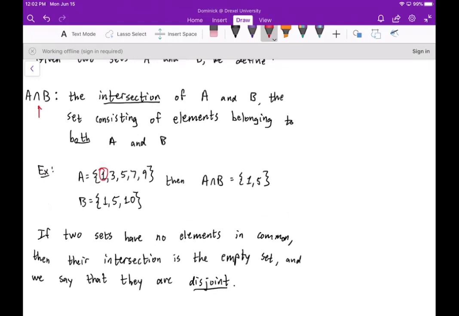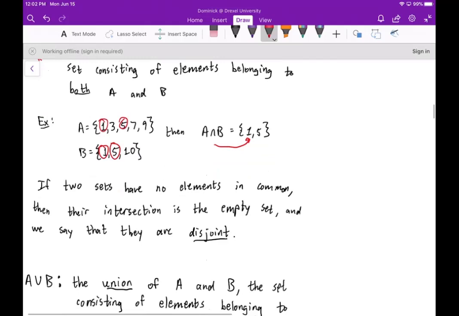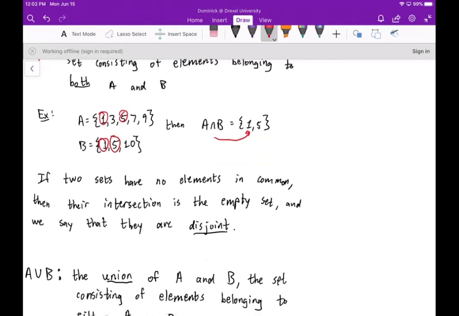well, then the intersection of those two is what they have in common. So they both have a 1, and they both have a 5, and that's it. So that's their intersection. Now, if two sets have no elements in common, then their intersection is the empty set, and we usually refer to those types of sets as disjoint. So two sets that have nothing in common, we refer to as disjoint.